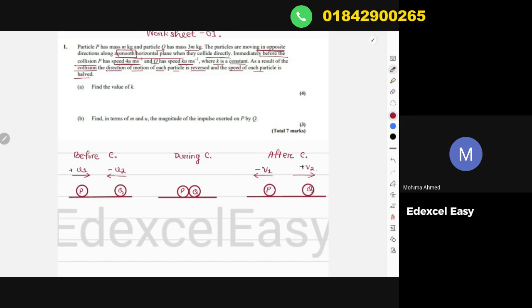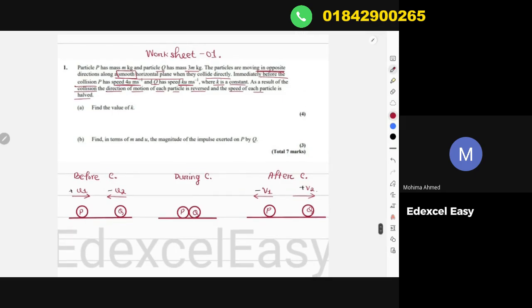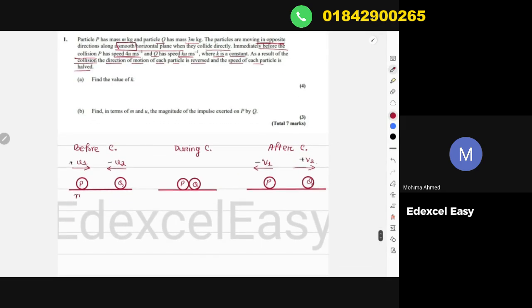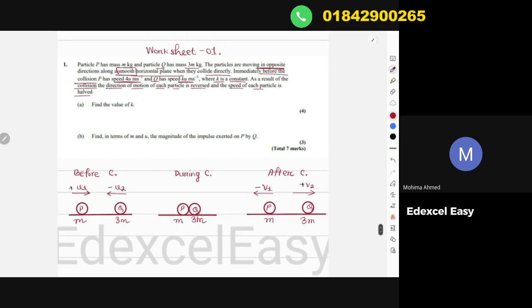They have different masses. P has a mass of m kg and Q has a mass of 3m. Before the collision, the speed of P was 4u and the speed of Q was ku, where k is a positive constant you have to calculate.